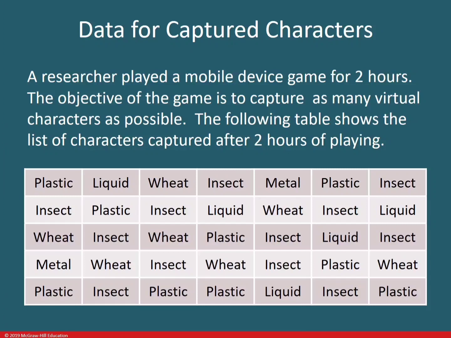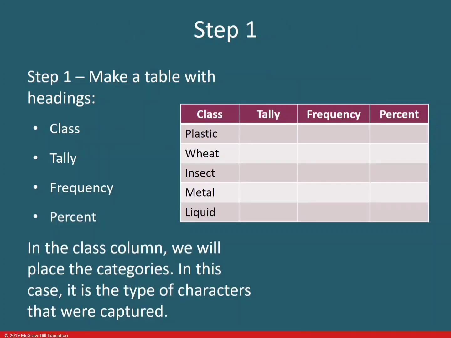So the best way to take advantage of your data is to place it in a well-organized distribution table. So how do we do this? First things first, we have to identify our classes. We have to tally our classes, and the frequency is our count, and then the percentage of how much we found. I'm going to classify the classes as each character. So plastic will be one class, wheat is another class, insect, metal, and liquid is another class.